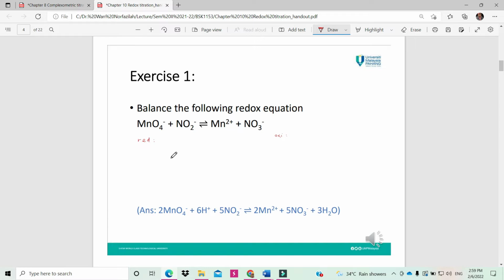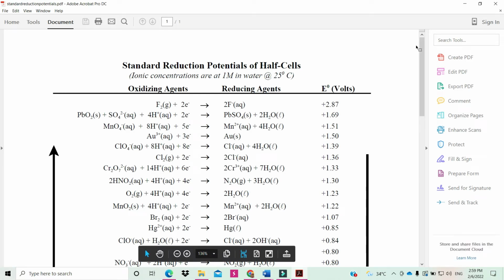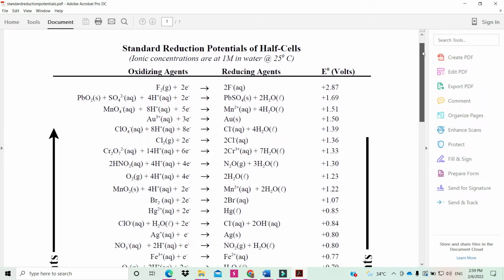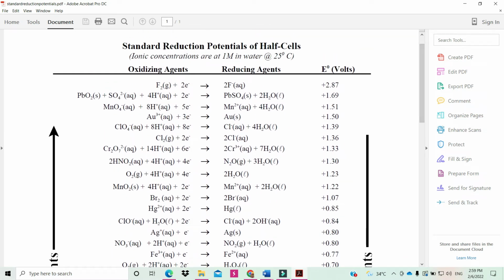So for half reactions, the standard potential will be given. So this is the standard potential that will be given in the appendix. Kalau kita minta you buat lah, kita akan bagi. Okay, this one is given. As you can see here, the title is standard reduction potential of half cell. In this appendix or document, you are given only the reduction. So if the element undergoes oxidation, you kena terbalikkan dia lah.